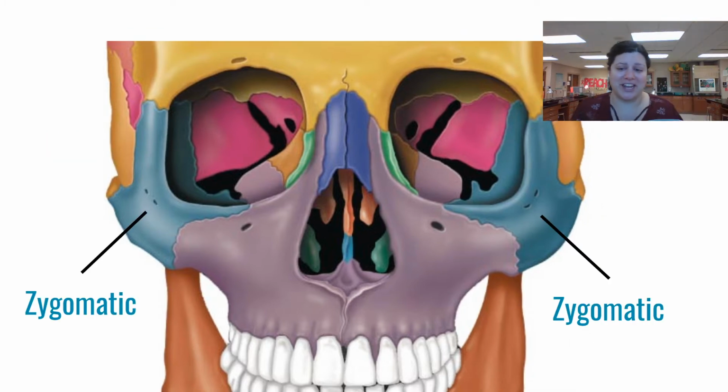The zygomatic. This is your cheekbone, like where you put your highlighter. Think about this, it's a really prominent bone. I have chubby cheeks, so you can't really see mine. But a lot of people, you can see the cheekbone. We have big muscles that attach to it. The zygomatic is dark blue on here. Notice that it also helps form some of the eye orbit.